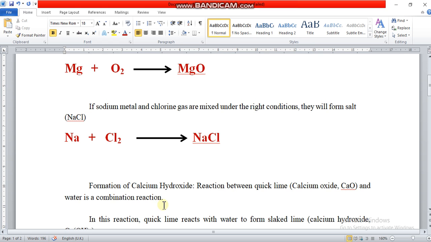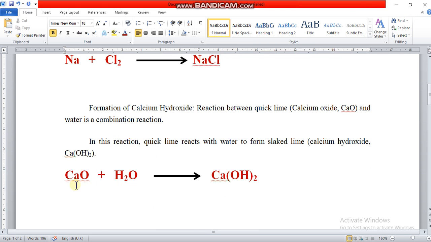So when quicklime and water mix, what happens? You see here, calcium oxide and water. When these two are mixed or combined together, they form a single compound, calcium hydroxide. This is the formula of calcium hydroxide, and it is formed when calcium oxide and water are combined together. So this is also an example of our combination reaction.